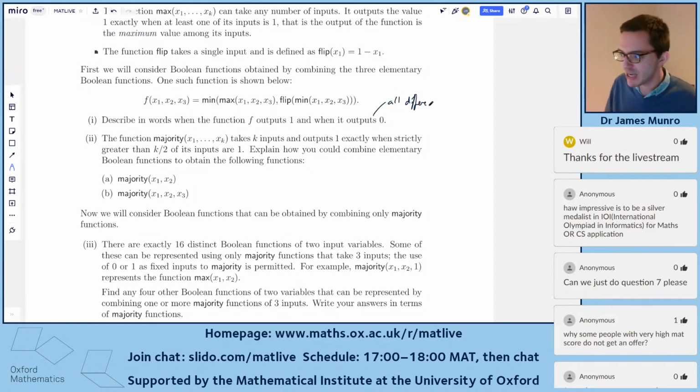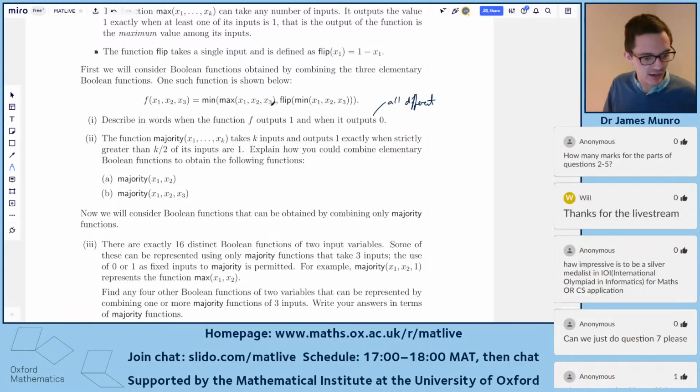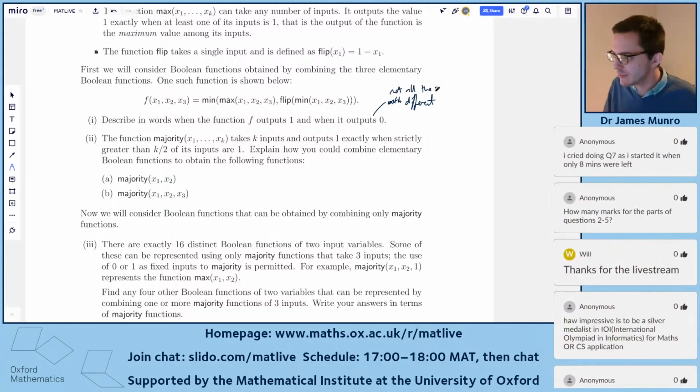And you can also check that if they're not all different, if there's one of each, then the max is 1, the min is 0, flip of that is 1. So you get 1 and 1, minimum of 1, 1 is 1. Oh my word. Cool, okay. So it's exactly this, when they're all different. No, not all the same. Those are not quite the same thing, are they? They can't all be different because there's 3 of them. Phrasing is tricky, isn't it?